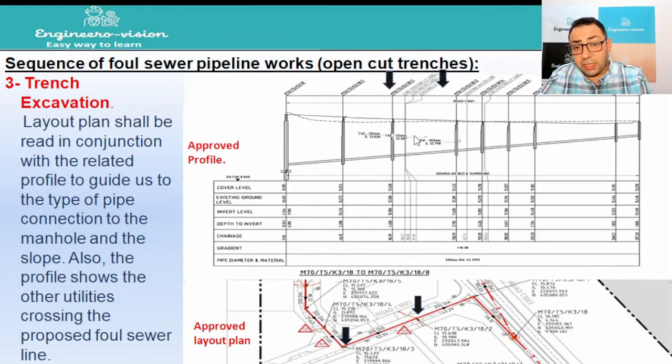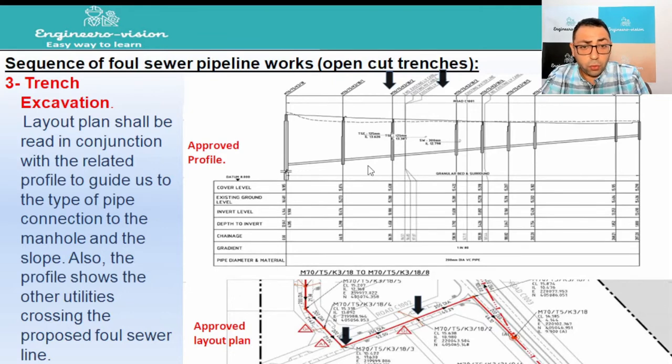Also, as we can see here, the profile will show us the other utilities that are crossing our trench. One more thing I'd like to add, if you have two trenches very nearby, for example, surface water and foul sewer, and you have to start excavation, which one do you have to start excavation for first? The first trench to be excavated is the deepest one.